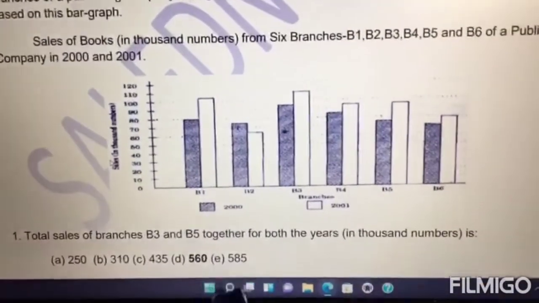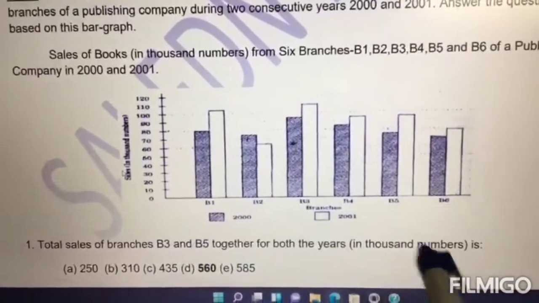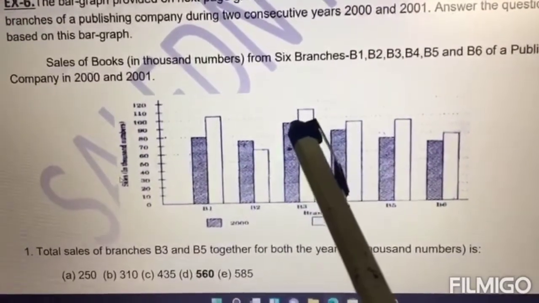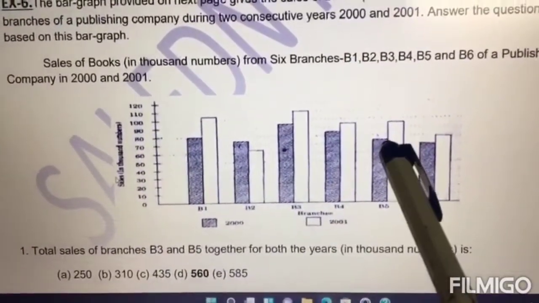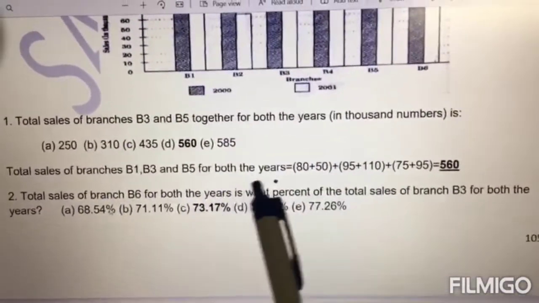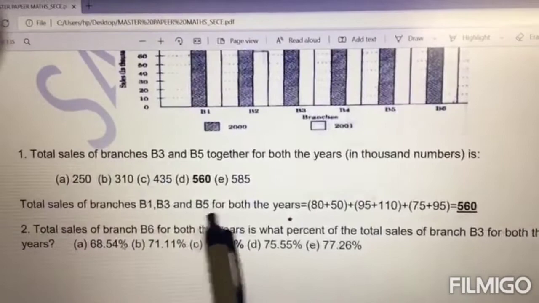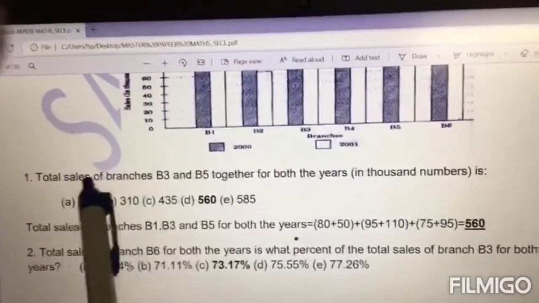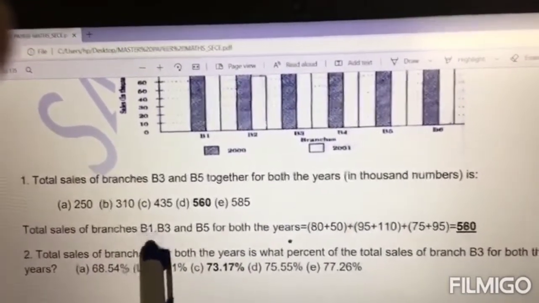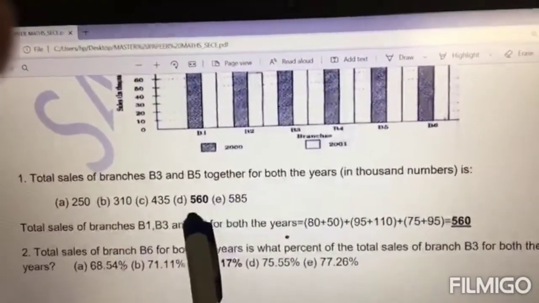Okay, so let's see. Total sales of branches B3 and B5 for both the years, in thousands of numbers, is what? So for B3, add up the sales in 2000 and 2001. For B5, add up the sales in 2000 and 2001. Okay, they have included B1 in the answer. I think it's a mistake. There is a typo here. It should be total sales of branches B1, B3 and B5. They have not mentioned B1 in the question, but the answer talks about B1. So put B1 here. You add up, you'll get the answer as 560.